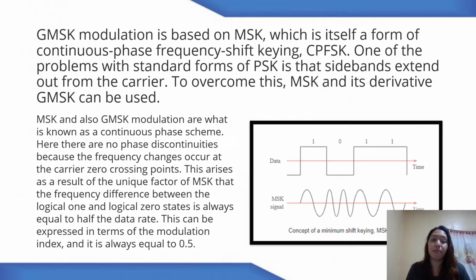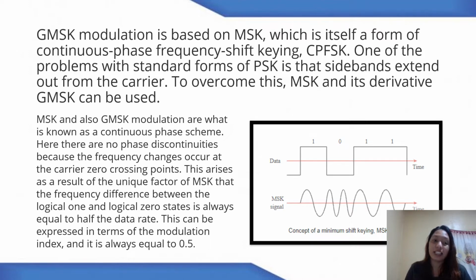GMSK modulation is based on MSK or minimum shift keying, which is itself a form of continuous phase frequency shift keying or CPFSK. One of the problems with standard forms of PSK is that sidebands extend out from the carrier. To overcome this, MSK and its derivative GMSK can be used. MSK and also GMSK modulation are what is known as a continuous phase scheme. Here there are no phase discontinuities because the frequency changes occur at the zero cross points.